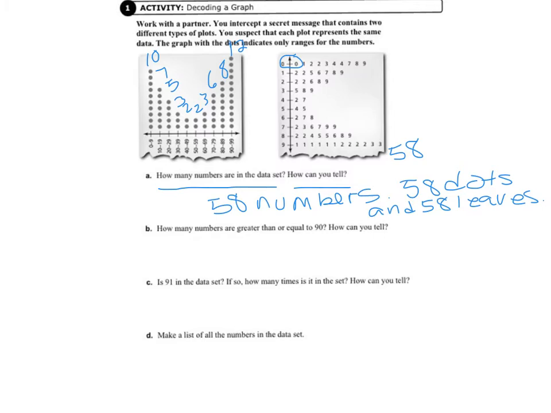Our next question, question B, asks how many numbers are greater than or equal to 90? So if we look at our stem and leaf plot, it's really easy to tell because we look at the 9 and then we count up everything to the right, so all of our leaves on the 9 stem. So that's 1, 2, 3, 4, 5, 6, 7, 8, 9, 10, 11, 12. So that would be 12, and that corresponds to the 12 dots up here on our dot plot for the 90 to 99 range. So there are 12 numbers. And we could tell that because there are 12 leaves to the right of 9.